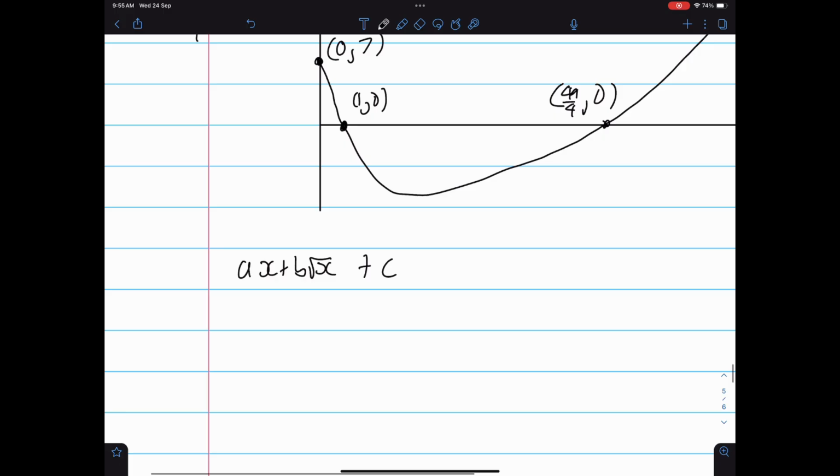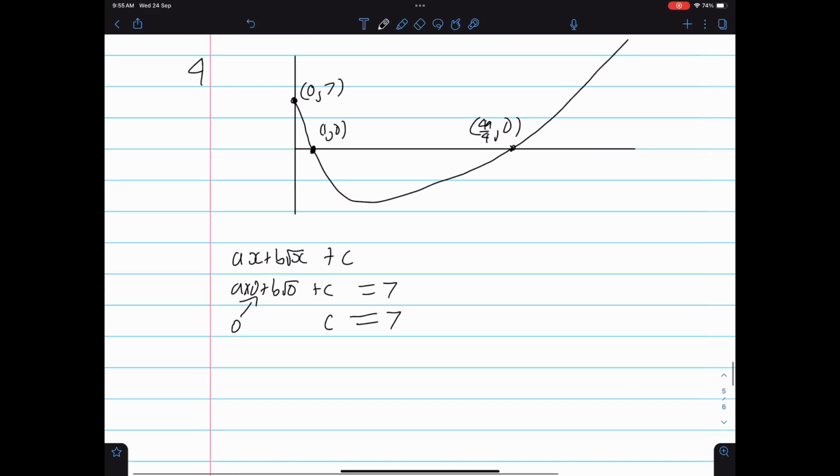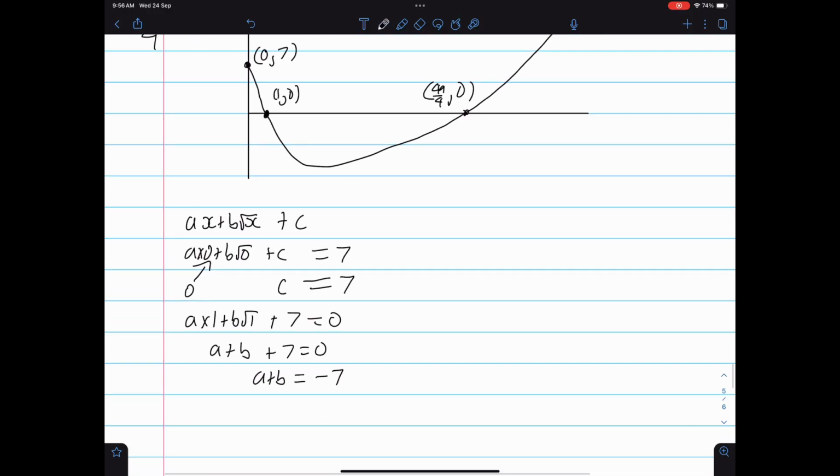And what this is saying is that if we substitute in 0 for x, we'll get 7. These all become 0, so c equals 7. With that being known, we can figure out the other ones. A times 1 plus b root 1 plus 7 will equal 0. So literally a plus b plus 7 equals 0. A plus b equals minus 7. We can do further rearrangement if we need later.